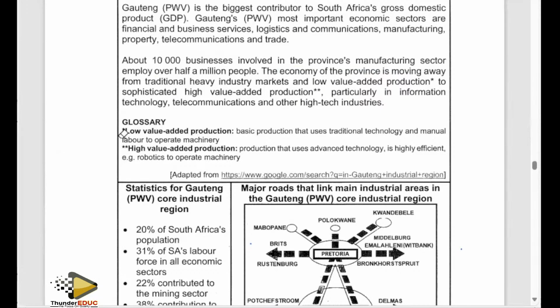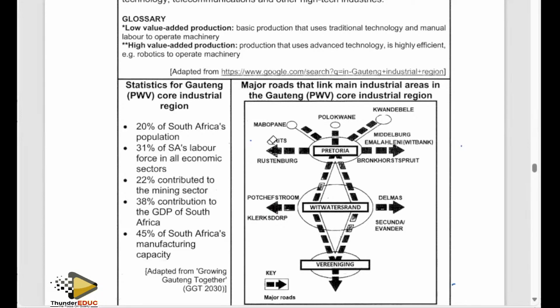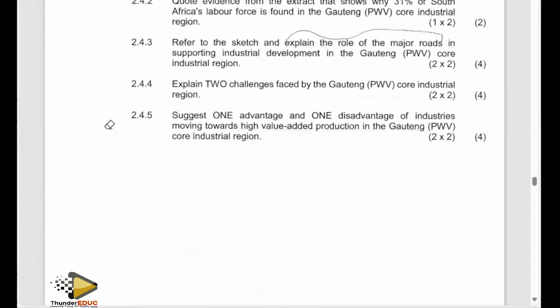On the glossary, it says low value added production is basic production that uses traditional technology and manual labor to operate machinery. That is low value. Then high value, we are saying production that uses advanced technology and is highly efficient. So, for example, robotics to operate machinery. So we are saying what is an advantage of using highly advanced technology, like using robots to operate machinery, moving away from manual labor to employ technical means of doing production.